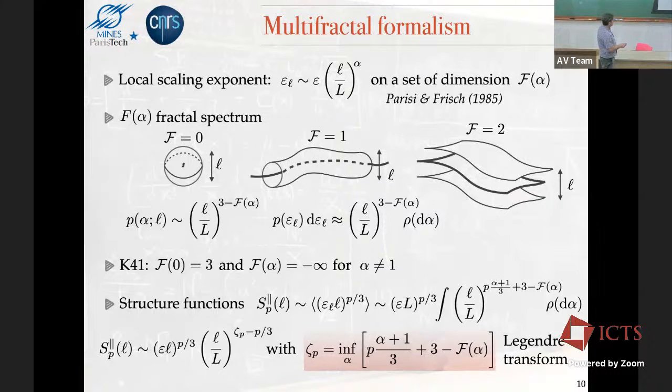Okay, and then for all other values of alpha, alpha different from 0, you have minus infinity. Dimension minus infinity means that it's something that you never see. Okay, so now if you assume that, this is exactly like assuming Kolmogorov 1941.